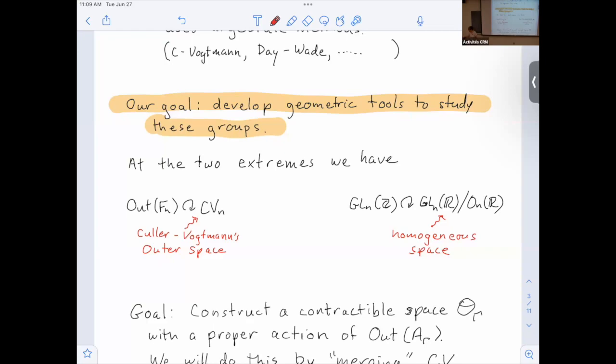Okay, so where are we? Well, the question is, we have a lot of other groups in here, and in particular, Out of A gamma, one of our right-angled Artin groups.